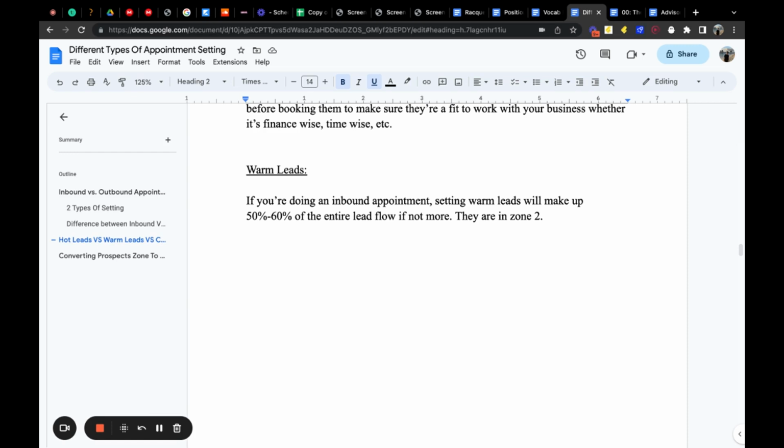So warm leads are in zone 2, meaning they are problem aware, but they don't have a perspective. They don't believe that your solution is the only solution or the perfect solution. They're aware that they have a challenge they need to overcome, but they're aware of multiple solutions. For example, the first thing that comes to my mind is someone who's trying to start making money online.